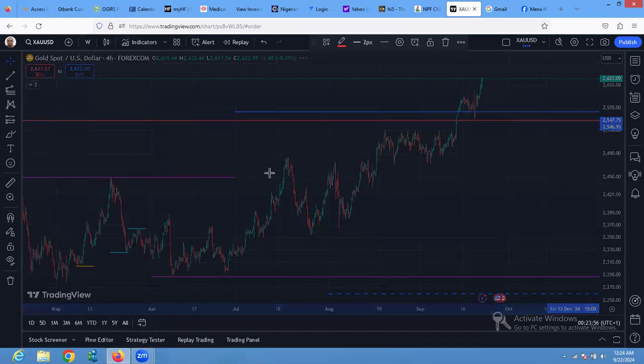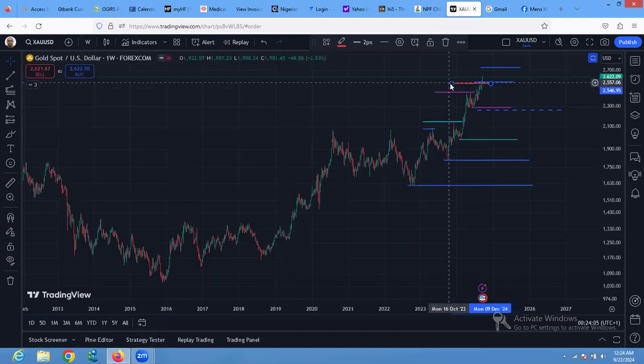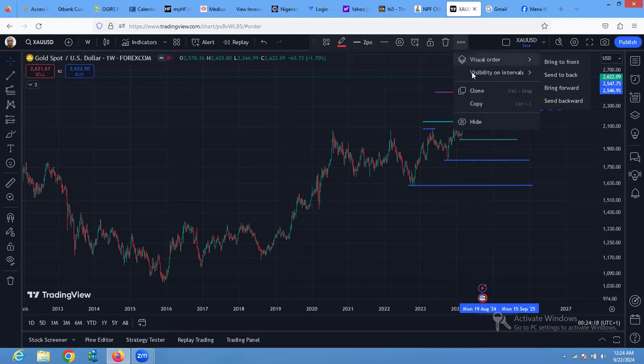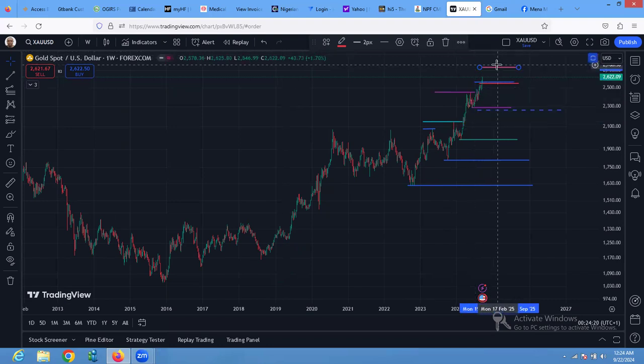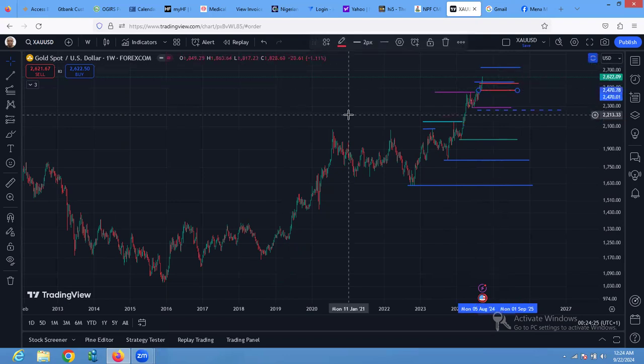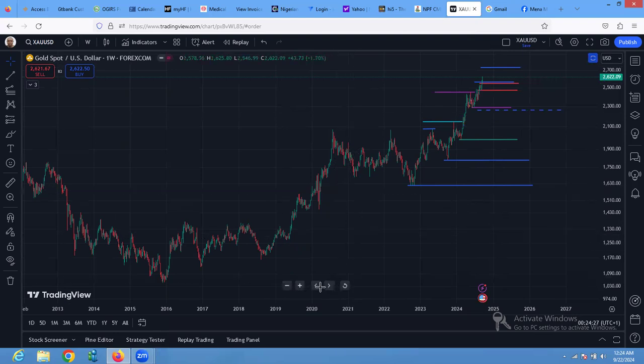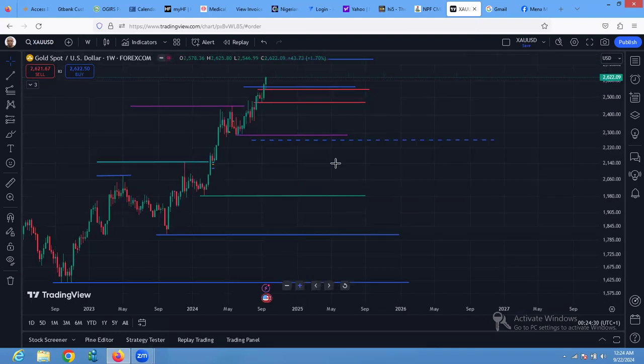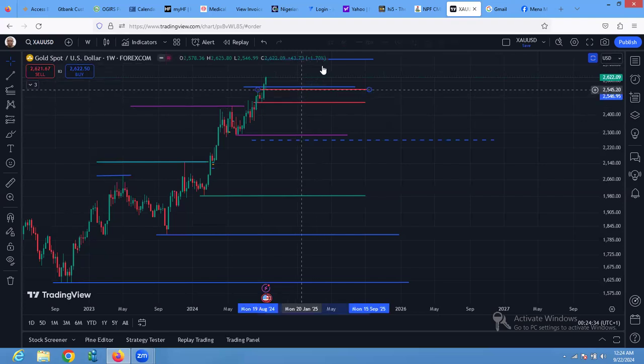So let's allow it to load. Gold will need to take that out. That's the first place that gold will need to take out. Then gold would also need to ultimately take this out. That's a weekly support. So that's a weekly support. That's the first support here around this area, which gold will need to take out.